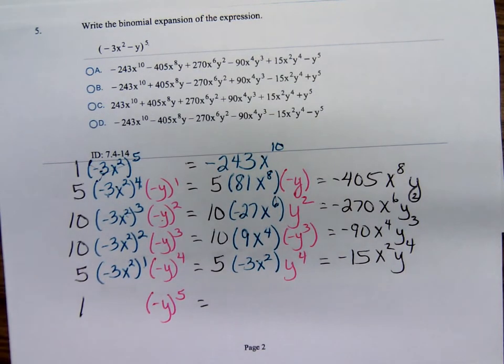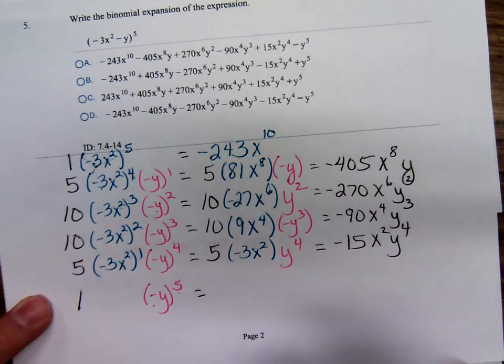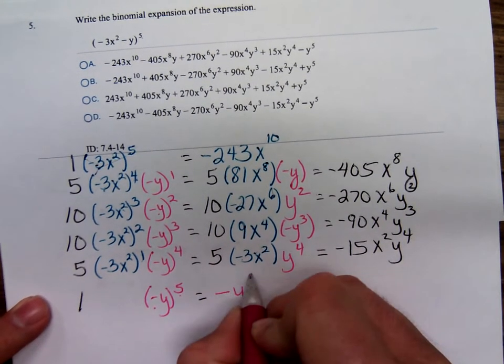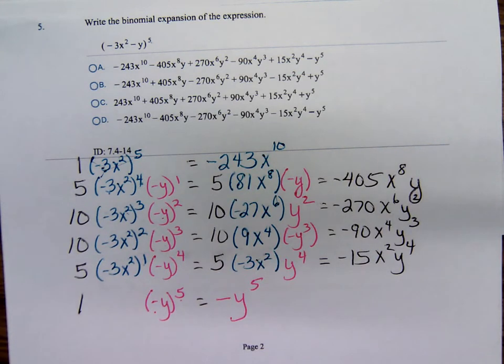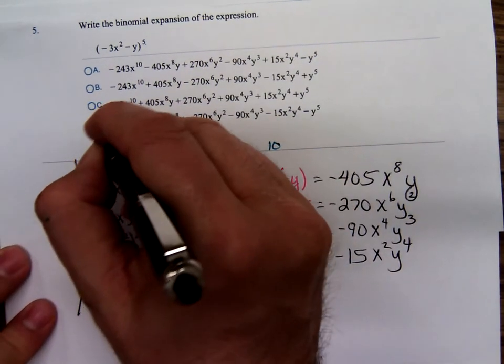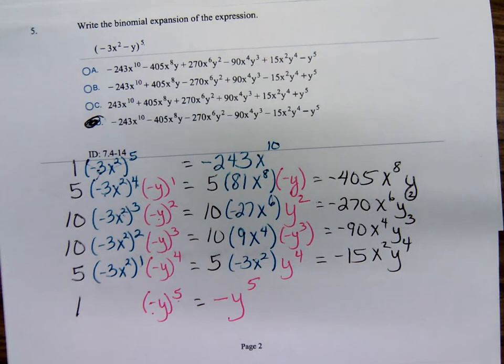And what about the last one? Negative to an odd power, just a negative y to the fifth. And D it is. There's our answer choice, D. Any questions?